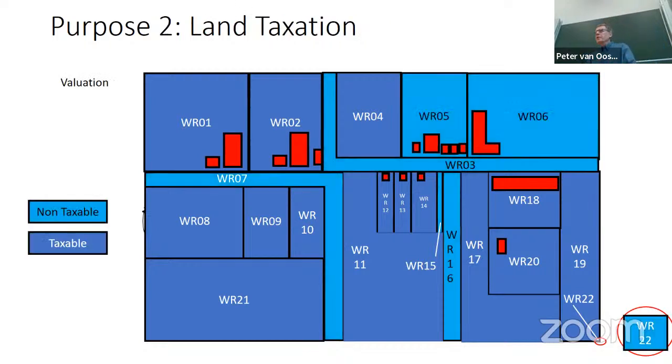Topic of property, real estate property, land administration. Second purpose is land valuation, land taxation. Here you see that some parcels are now getting a different color because they are non-taxable, so it does not make sense to attach a value to them. Those are the parcels owned by the government, for example a road, or the area where the school is located, or the municipality offices. So they are excluded from the valuation and taxation system.